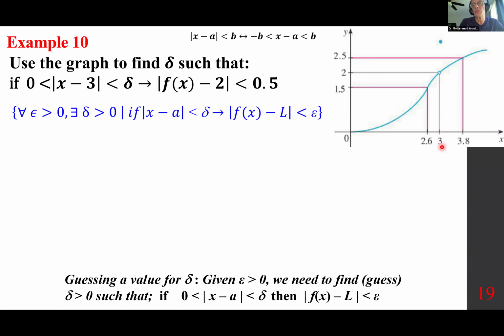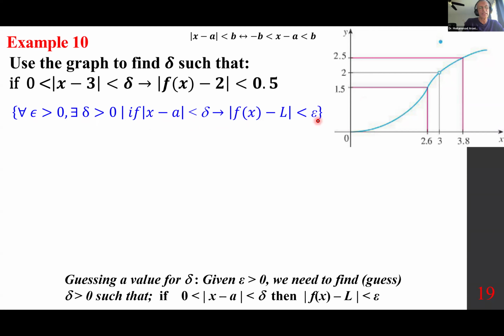So here's, in essence, the limit of f of x as x approaches a is 3, and it's equal to L is 2. That's the concept. That's why we have the 2 here. So I'm going to write the general format that I mentioned. Whatever epsilon larger than 0, there exists delta larger than 0, such that if absolute value of x minus a is less than delta, then absolute value of f of x minus L is less than epsilon.